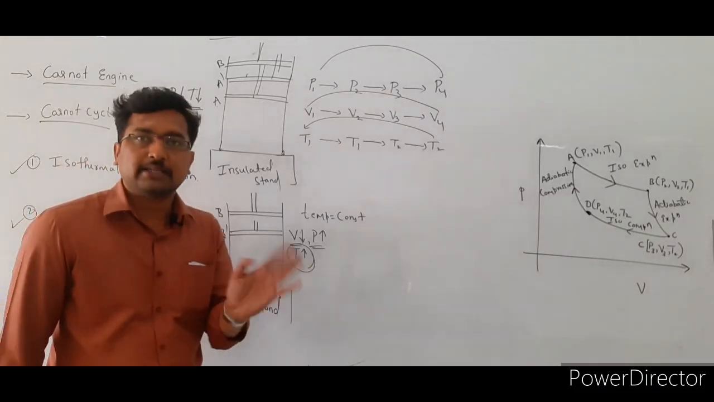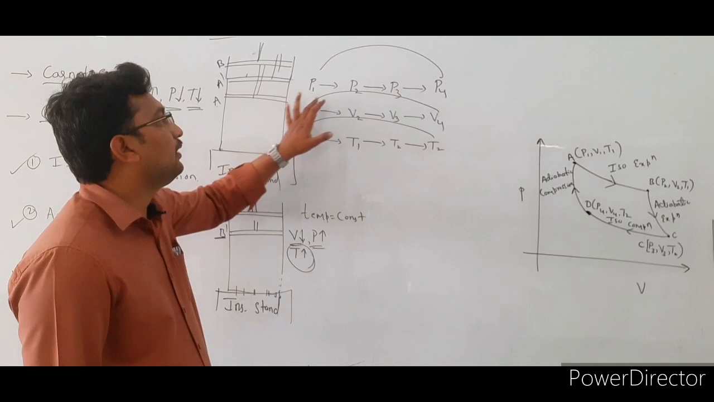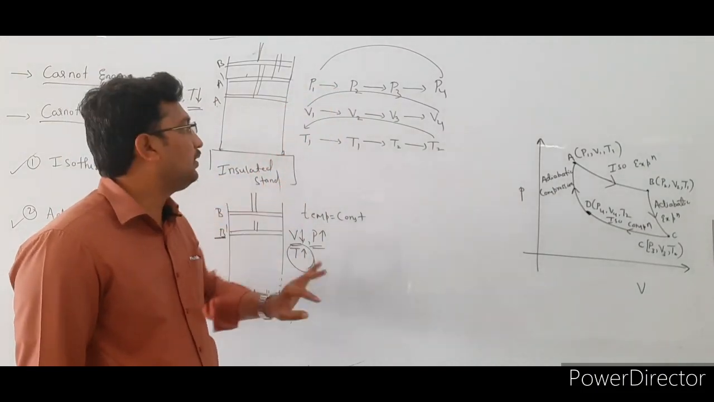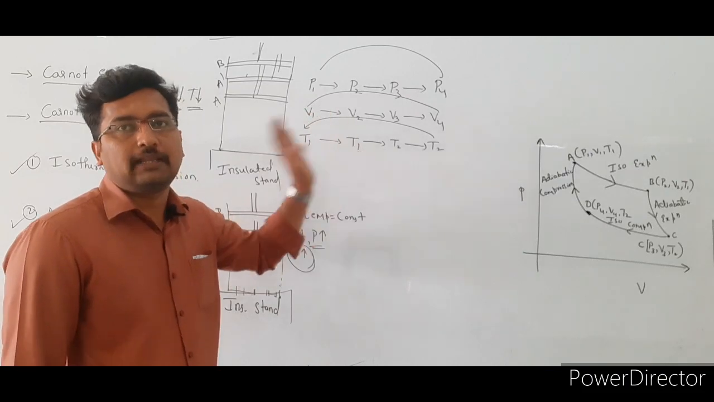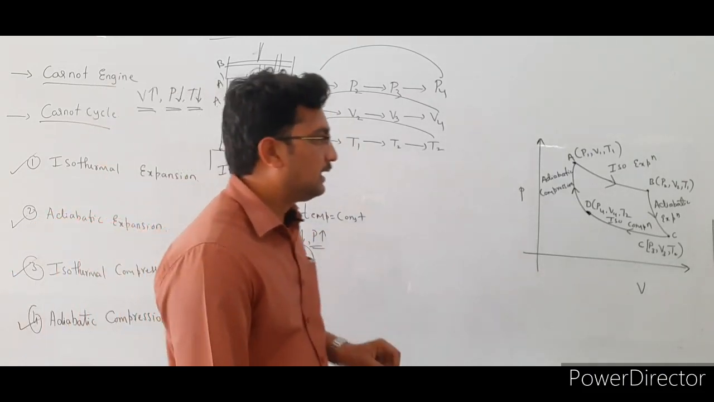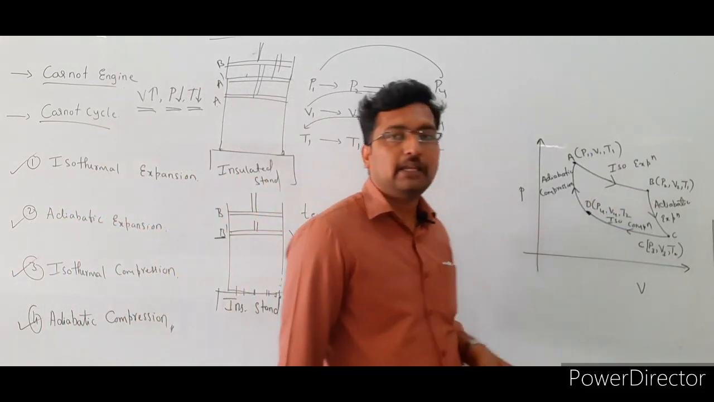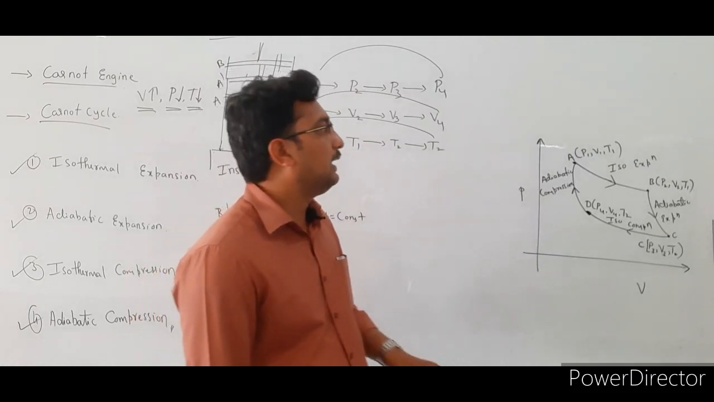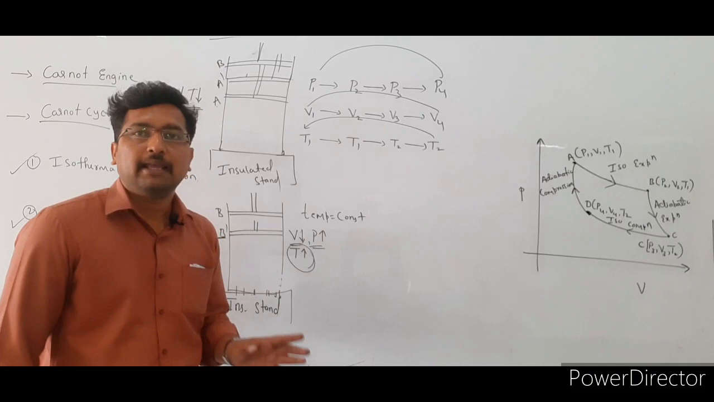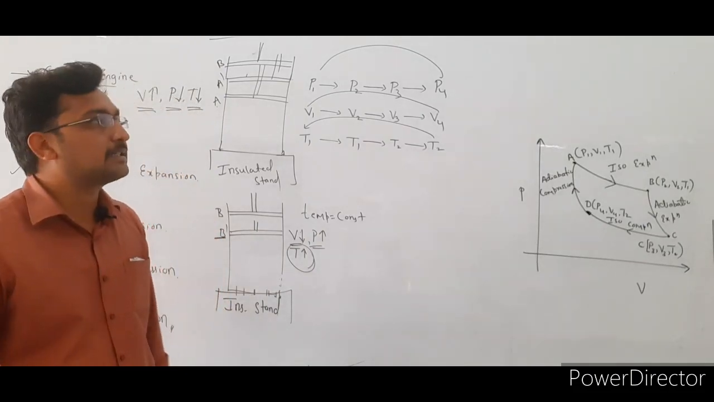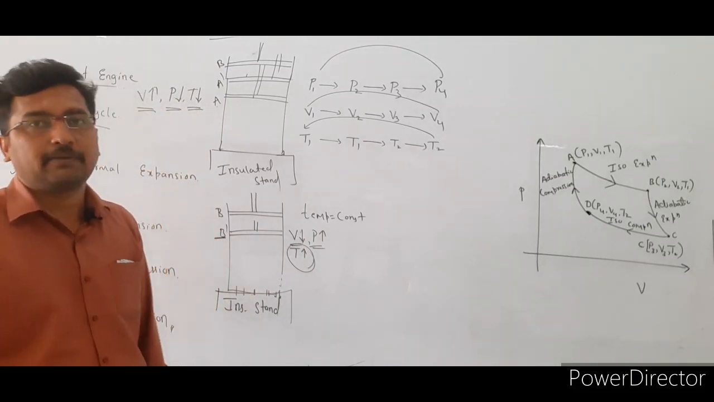In that case, the state of the system changes from P1 to P2, V1 to V2, and the temperature remains the same, that is T1 to T1. This is represented as point B in the PV diagram, and here the curve AB indicates the isothermal expansion.